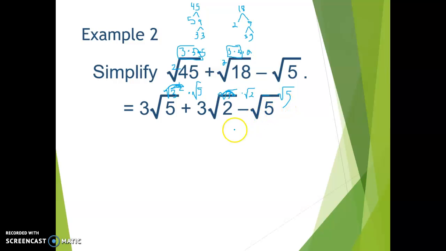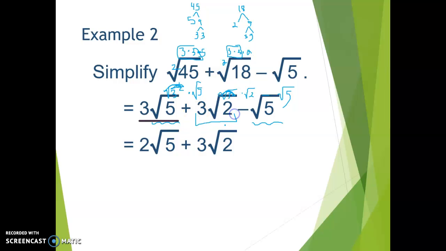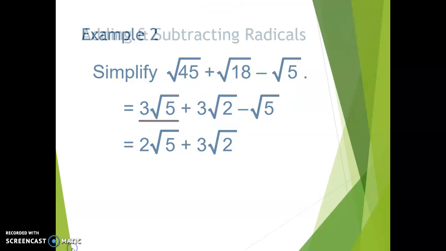Now, which ones can we combine? We can combine the ones that have like radicals. This one has square root of 5, and this one has square root of 5. So those are the two that we can combine. We have 3 square root of 5 minus square root of 5 gives us 2 square root of 5. And this one we can't combine with anything, so it just stays as it is, 3 square root of 2.